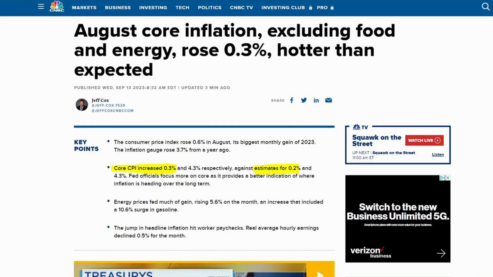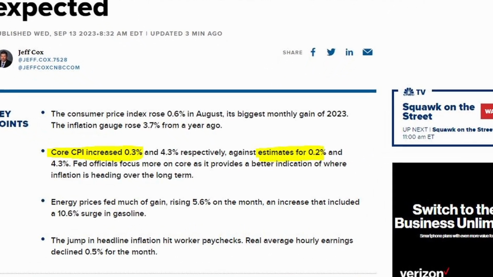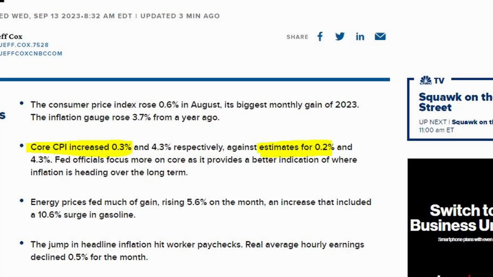So as promised, let me pull it up on your screen here, the data this morning. For August, we found that the Consumer Price Index rose 0.6% in August, which was the biggest monthly gain of 2023, but that was as expected. Now, what wasn't expected, and what the Fed highlights at all of their meetings, is the core Consumer Price Index. What you'll see there is the core CPI increased 0.3 and the expectation was 0.2. What does that mean? That means, again, inflation came in unfortunately hotter than expected.